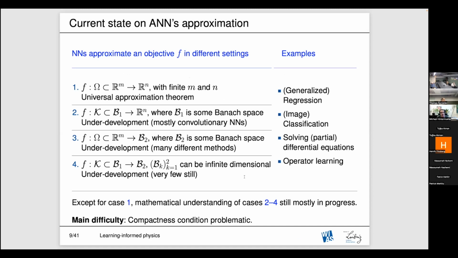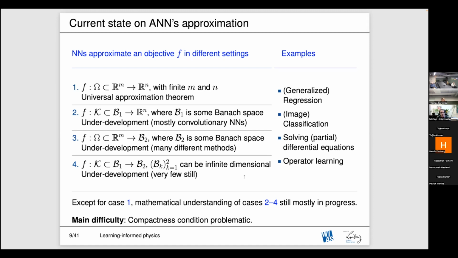Now, what else is available? For instance, again, we have four cases here. When F, the underlying map, is defined from a bounded set omega in finite dimensions to R^n, then the universal approximation theorems, as just discussed, are available. And I think this case is pretty much well understood. Specific examples or applications would, for instance, be generalized regression examples. It gets more and more important, or rather tricky, the more infinite dimensionality you incorporate.